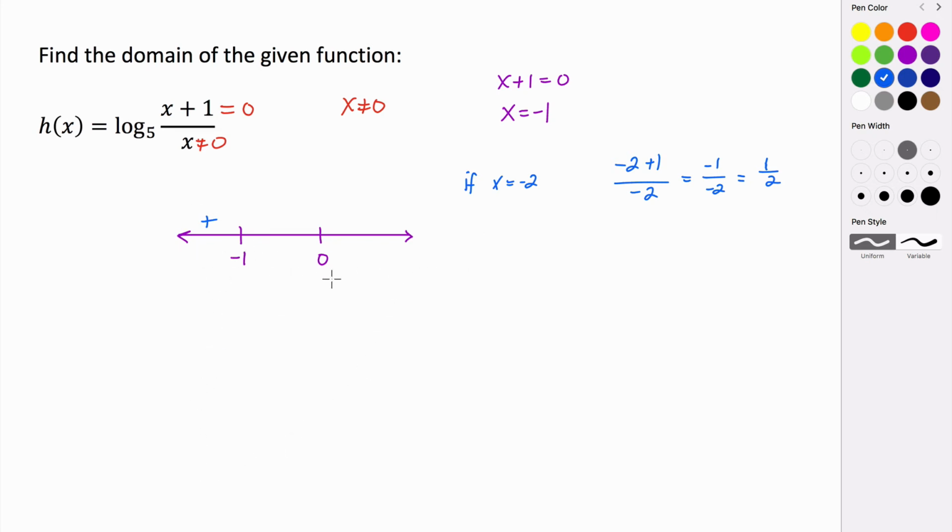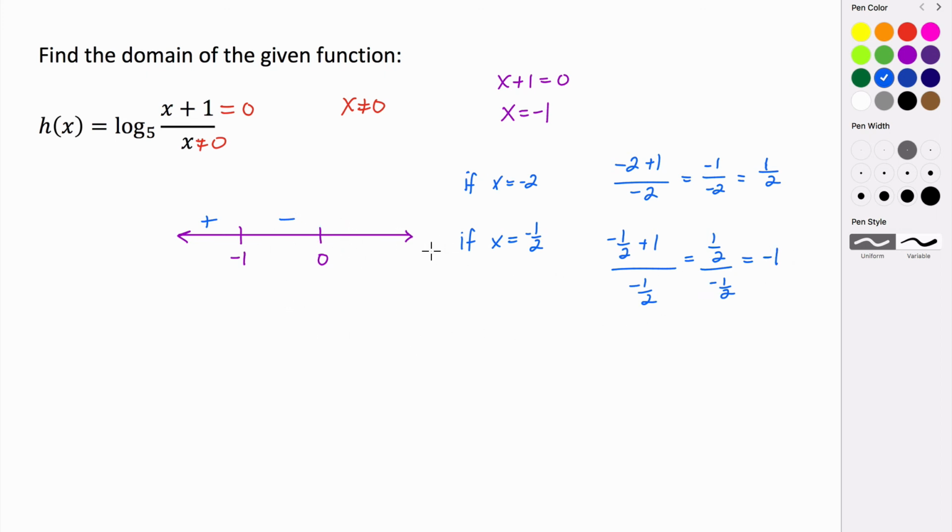Let's pick a value in between -1 and 0, maybe -1/2. So if x is equal to -1/2, what do we get? -1/2 plus 1 divided by -1/2. This is going to give me positive 1/2. Positive 1/2 divided by -1/2 is going to be -1. It's going to be a negative value. So everything in between -1 and 0 is going to be negative.